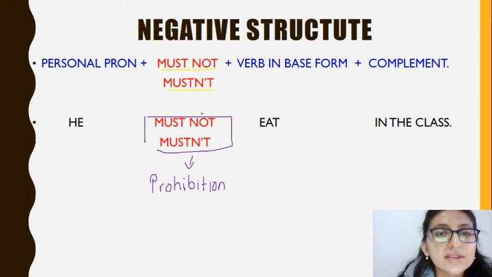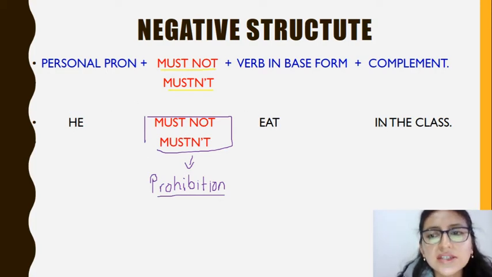When we have the negative form of must, we have a prohibition. Cuando el must está en su forma negativa, es una prohibición. Very good. For example, in this case, he must not, or with a contraction, mustn't eat in the class. Okay? In this case, when you have a prohibition, it is something that you cannot do. Es algo que usted no puede hacer. ¿Ok? Es una regla que usted no puede romper. ¿Ok? Ok.